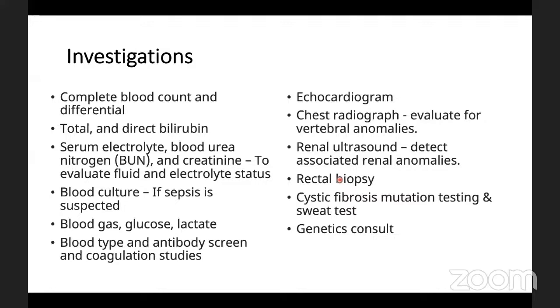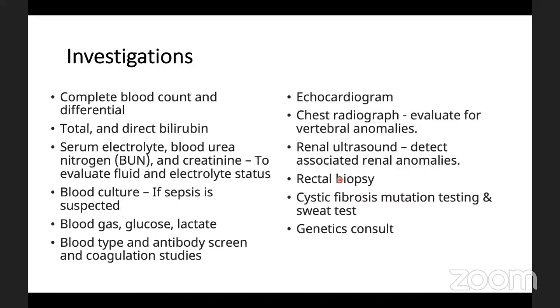Blood culture, if sepsis is suspected, and then blood glucose, and blood gas to look for metabolic acidosis, glucose for hyperglycemia, and the lactate. So these three serial investigations might help you in knowing whether the child is deteriorating or not, when the lactate is seriously rising and the glucose is also high and there is progressive metabolic acidosis. Blood type and antibody screening and coagulation studies need to be done pre-op.